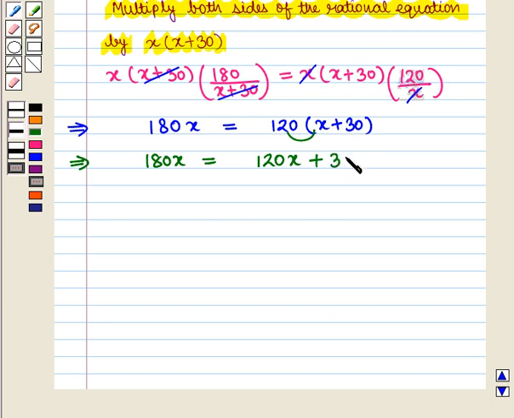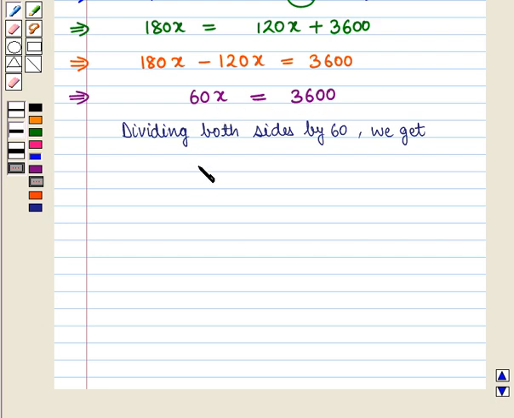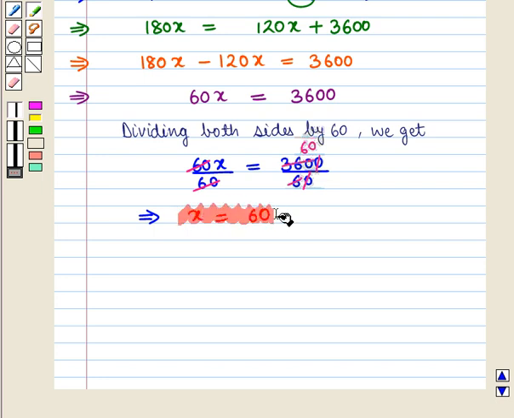that is 3600. This implies that 180x minus 120x is equal to 3600, which implies 60x is equal to 3600. Now, dividing both sides by 60, we get 60x upon 60 is equal to 3600 upon 60, which implies that x is equal to 60. So, we have got the value of x as 60.